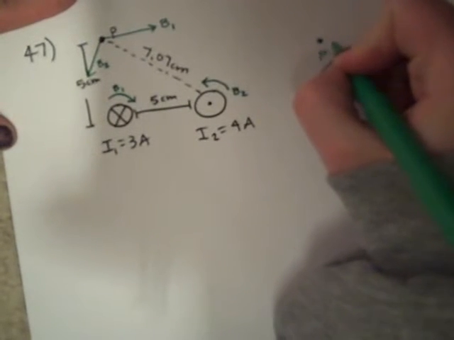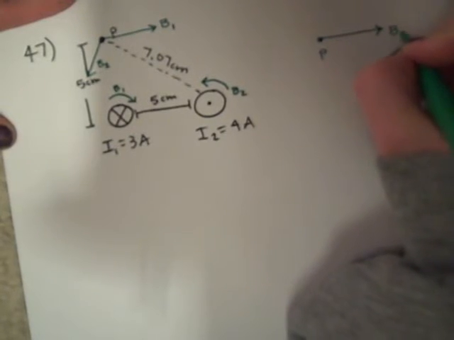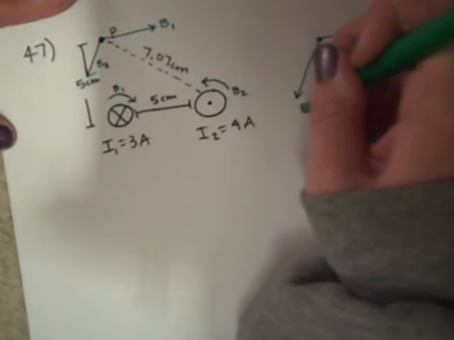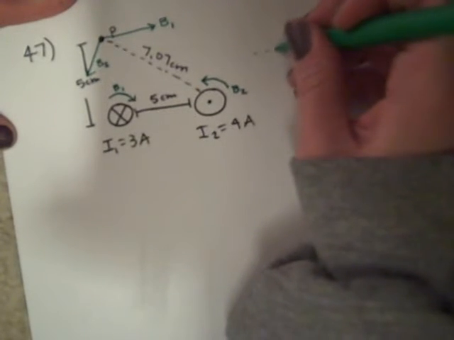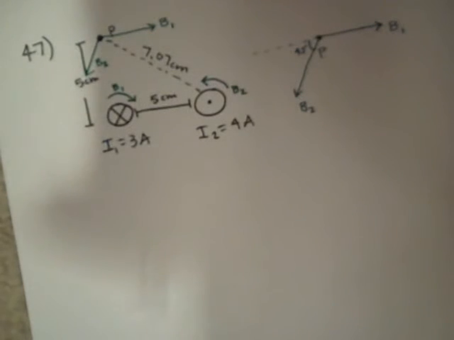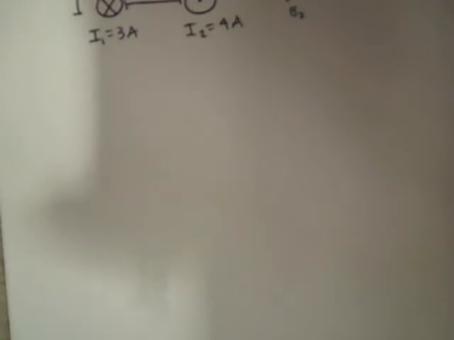So hopefully you can kind of see, if I redraw point P right here, we've got these two magnetic fields. We've got B1 pointing straight to the right, and we've got B2 pointing right here at, if I was to extend that, an angle of 45 degrees. And so in the x direction, we're going to have a little bit of opposing magnetic fields, and so that's kind of what we have to deal with for this problem. So I'll leave that picture.